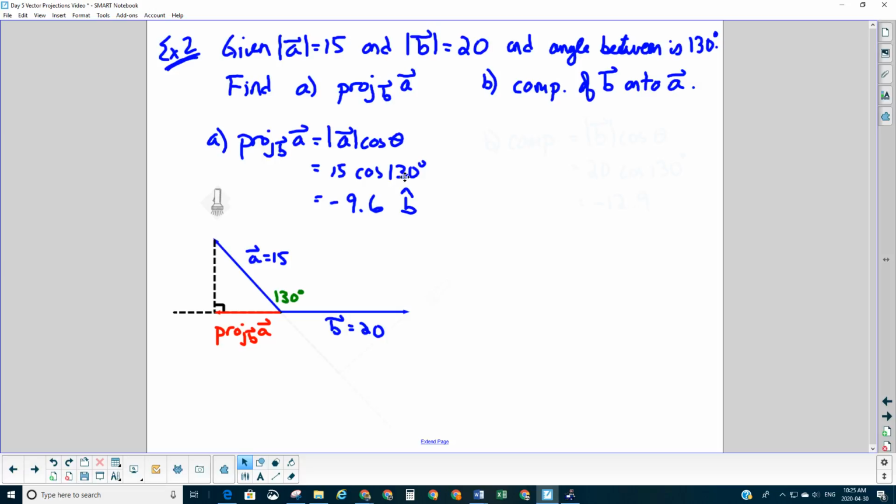Of course, if the angle is bigger than 90, you're going the opposite direction and your projection would be negative. So good news is we didn't have to imagine this picture. The math does it for us.